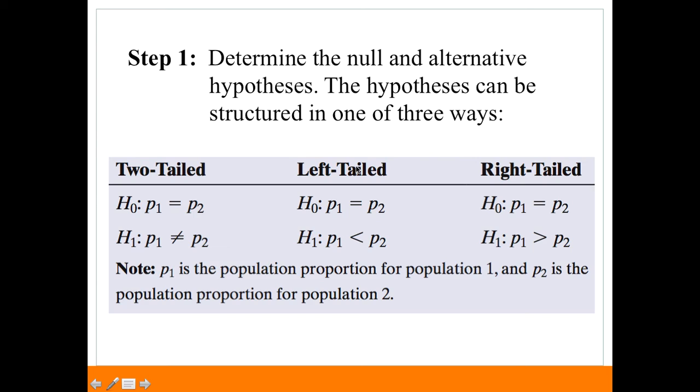Step 1 is to determine the null and alternative hypotheses. The hypotheses can be structured in one of 3 ways. These look pretty similar to the previous chapter, but in this case our null hypothesis is that the two proportions are equal, so P1 equals P2. That's the assumption that we're working under, and then the two-tailed test would be that they are not equal. The left-tailed test would be that P1 is less than P2, and the right-tailed test would be that P1 is greater than P2. P1 is the population proportion for the first population, and P2 is the population proportion for the second population.